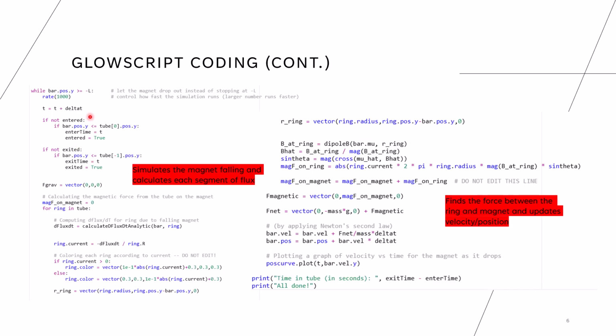For this one, this big loop simulates the magnet falling through it. As it does, it calculates the change in flux through each ring and sums those all up. It's also calculating the force of gravity and the magnetic force, then setting the F-net vector, and then updating the velocity and position. And then obviously it's just plotting all that.